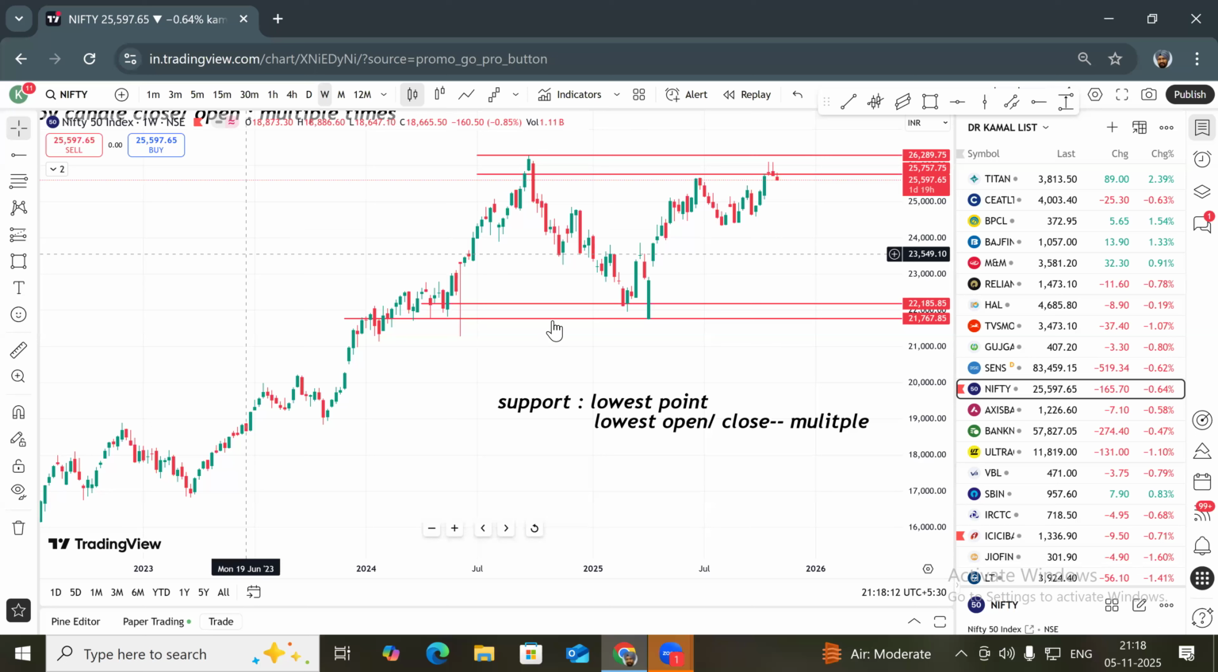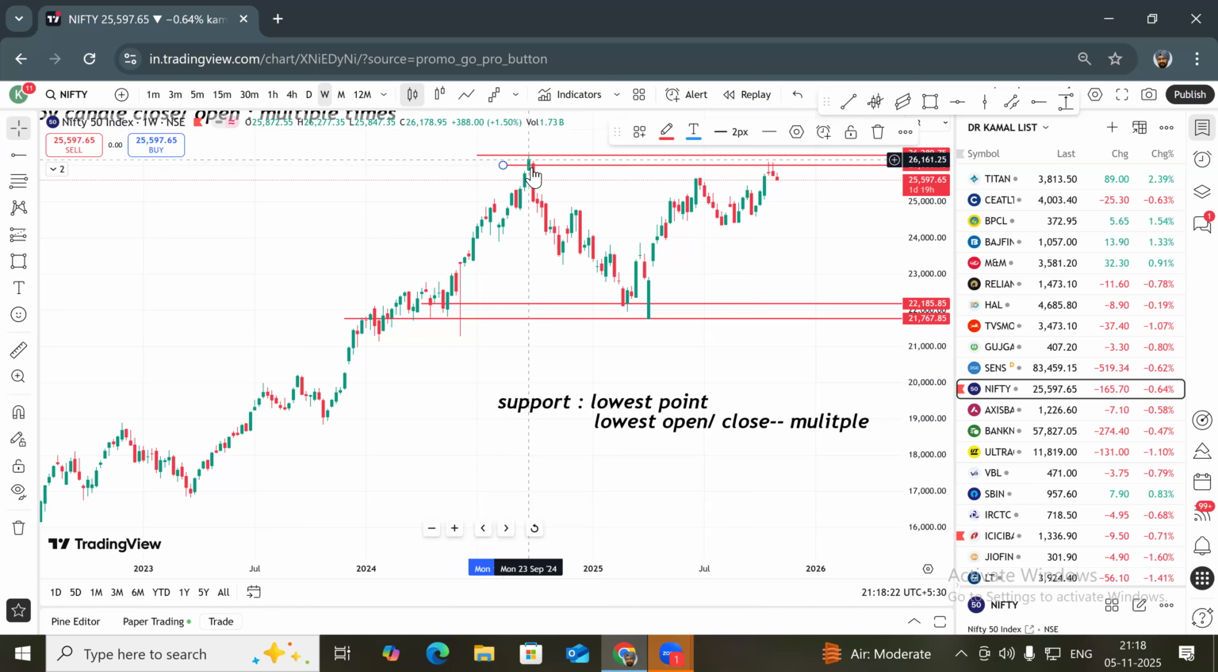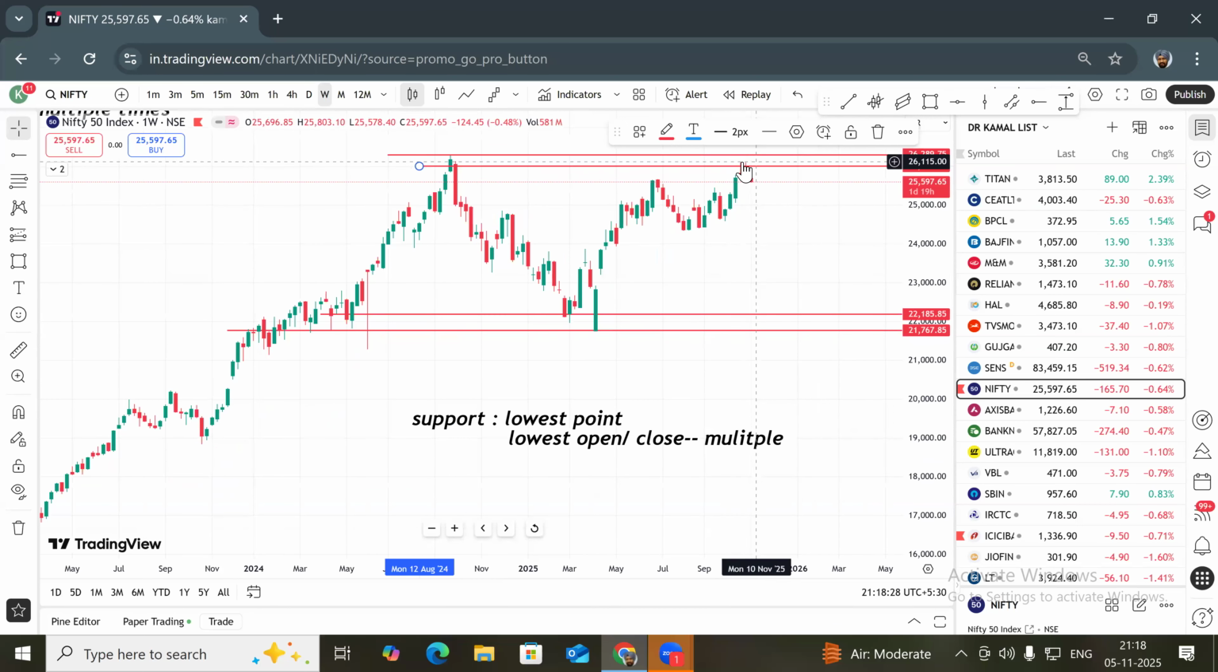All the levels you had marked properly are being respected. Just move this line a little bit up, because you have two candle closures touching at this point. And what did you see here? These are the two points where some kind of movement is happening in the candles.